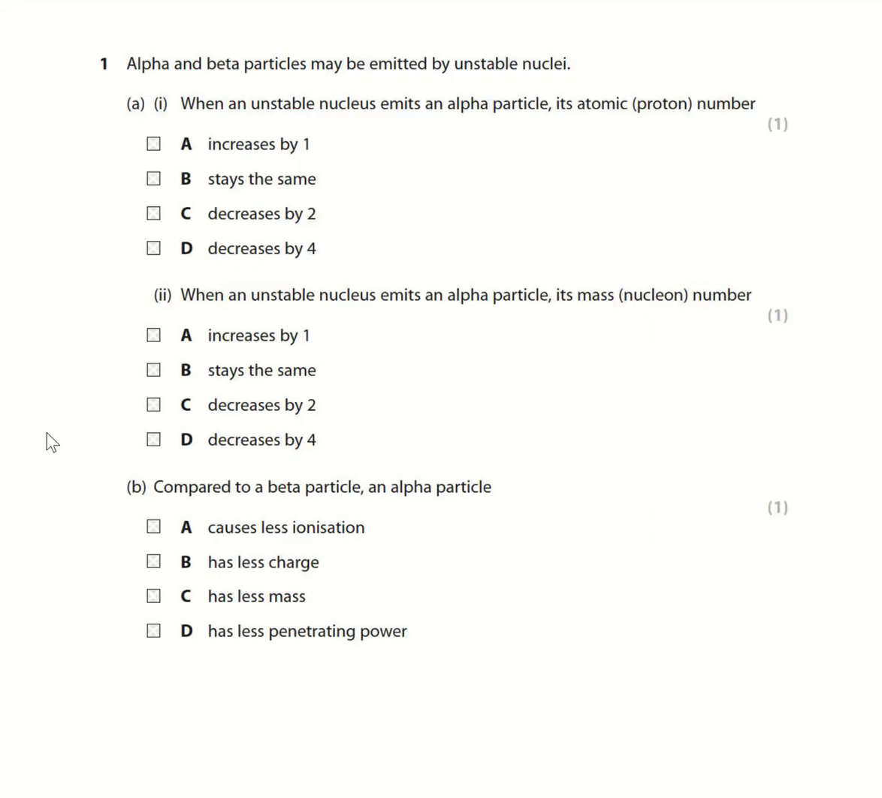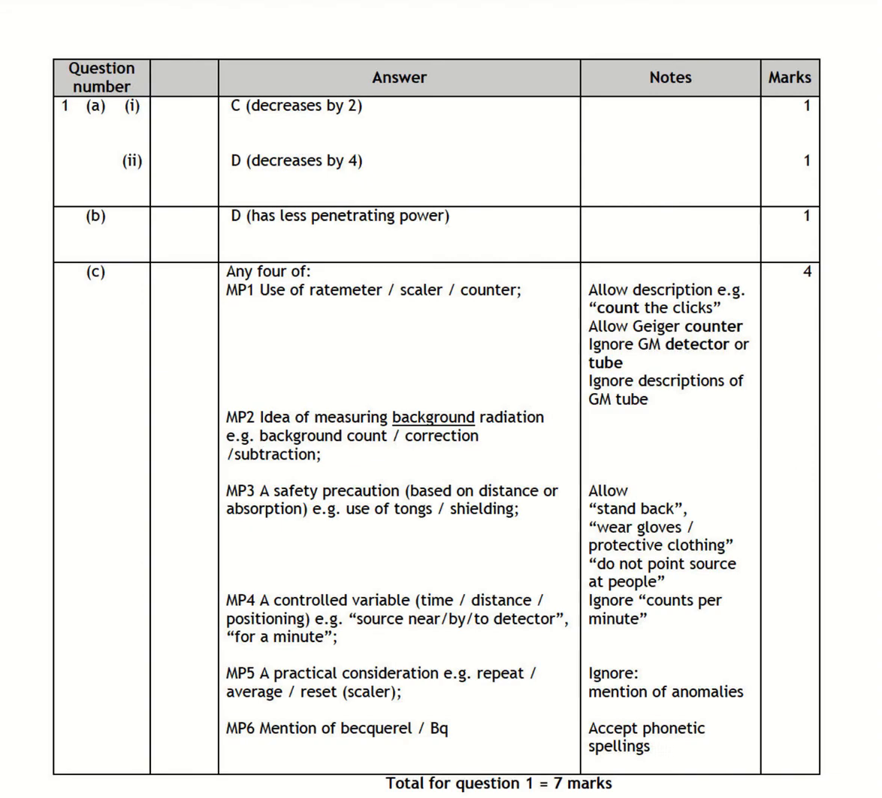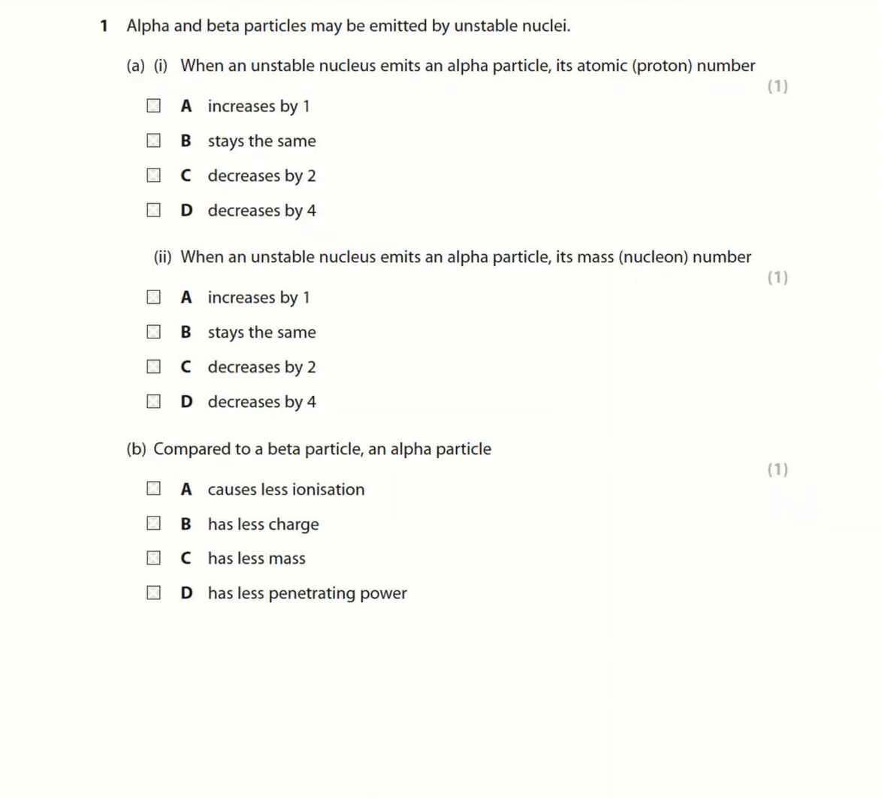Compared to a beta particle, an alpha particle causes less ionization, has less charge, has less mass, or has less penetrating power. It has less penetrating power.